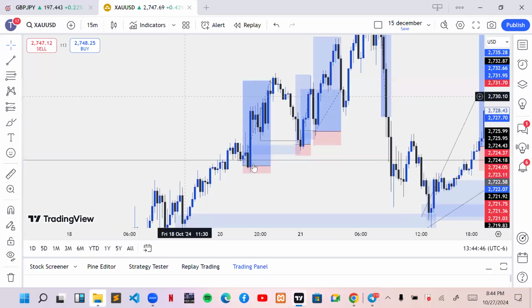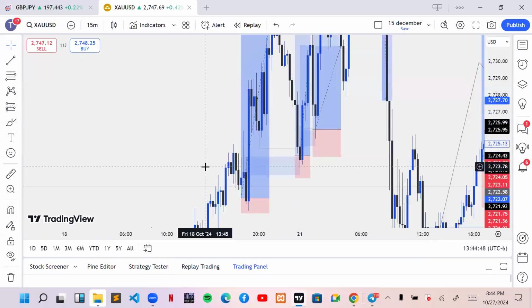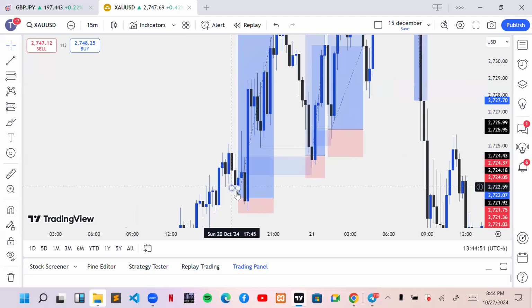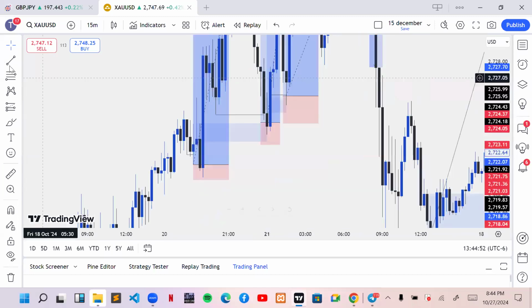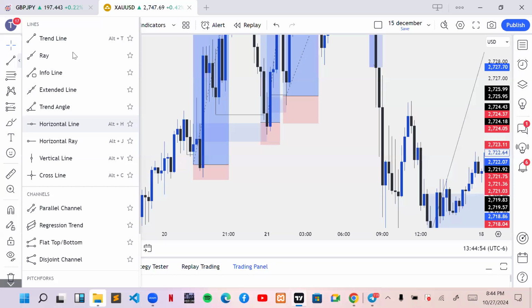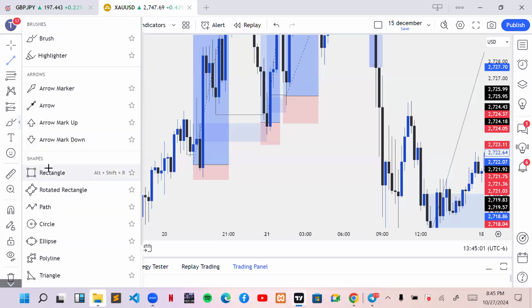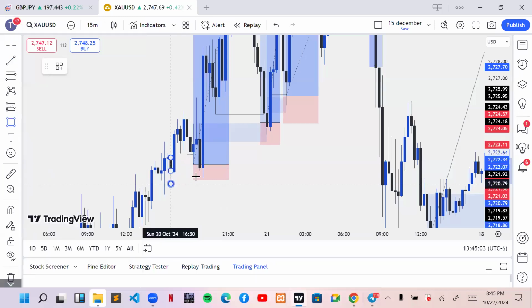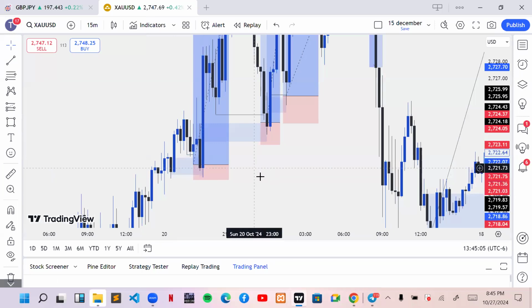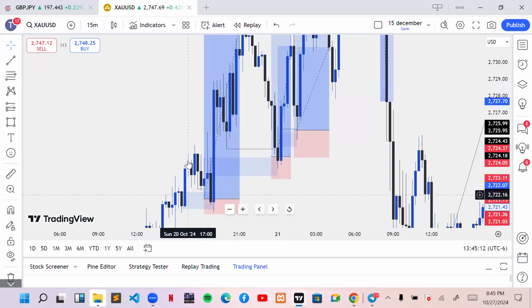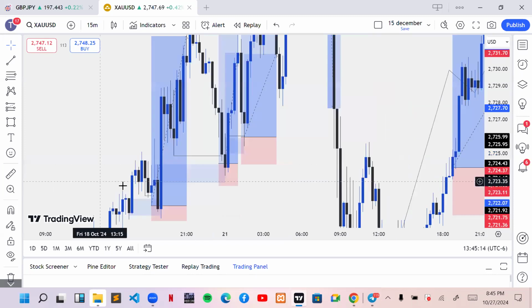So the first setup was very simple. I saw this break of structure here, so I marked out this thing as my inducement right here. I marked it down from here, and I just simply used this order block here to get into the trade. What pushed the market down here was because of news, but my stop loss did not get hit. That was how I was able to get the first entry: just break of structure, inducement, and this order block right here.